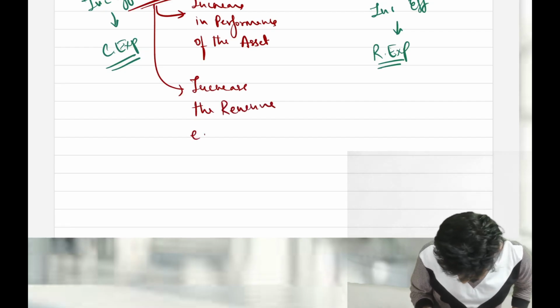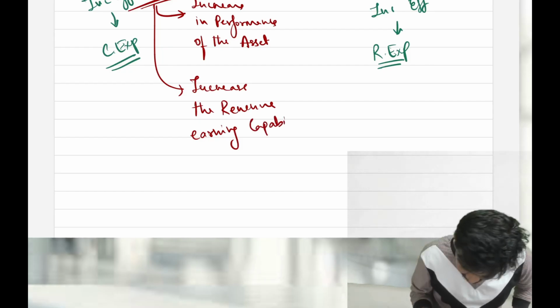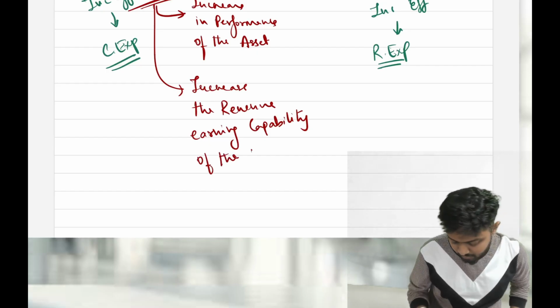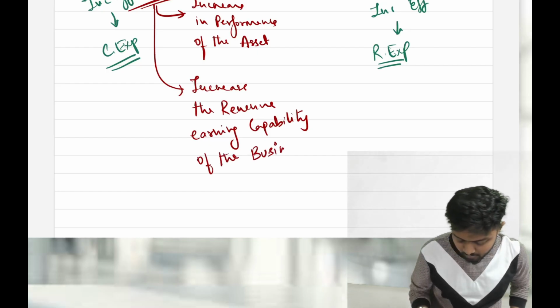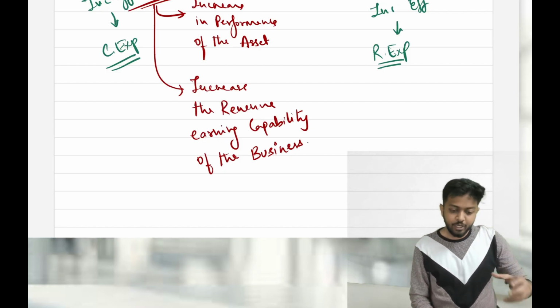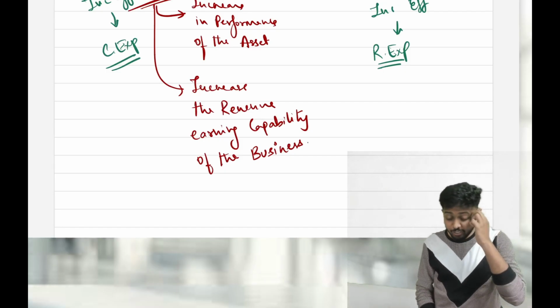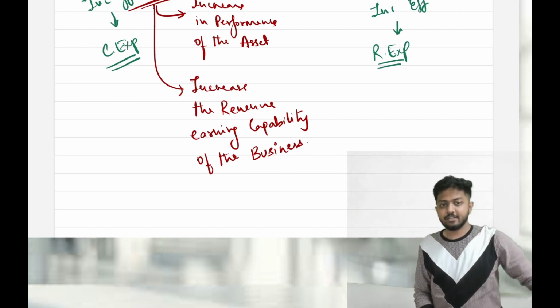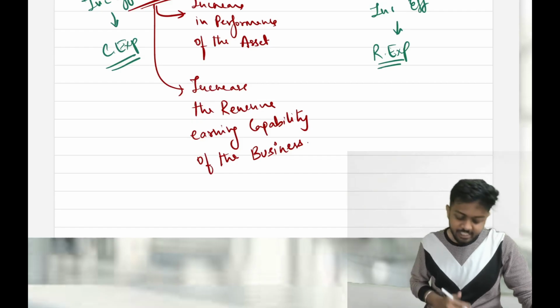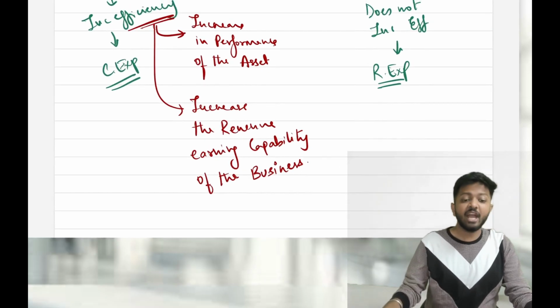Revenue earning capability of the business. So by putting in some expenditure, if your capacity to earn more is increasing, even then it will be considered as increasing efficiency.